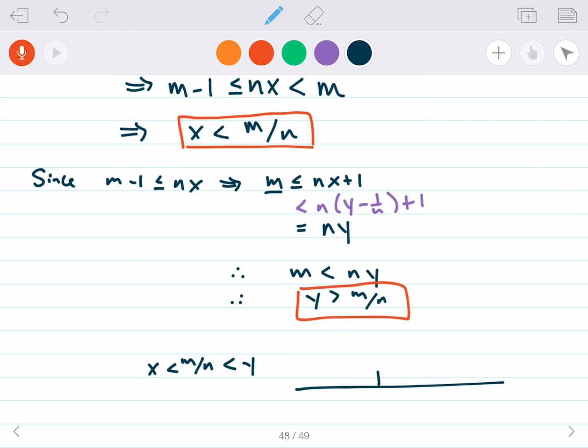And remember, we're looking at things bigger than 0. So here's x, here's y, and here is our rational number that we just found, m over n. Okay, so that's the proof.